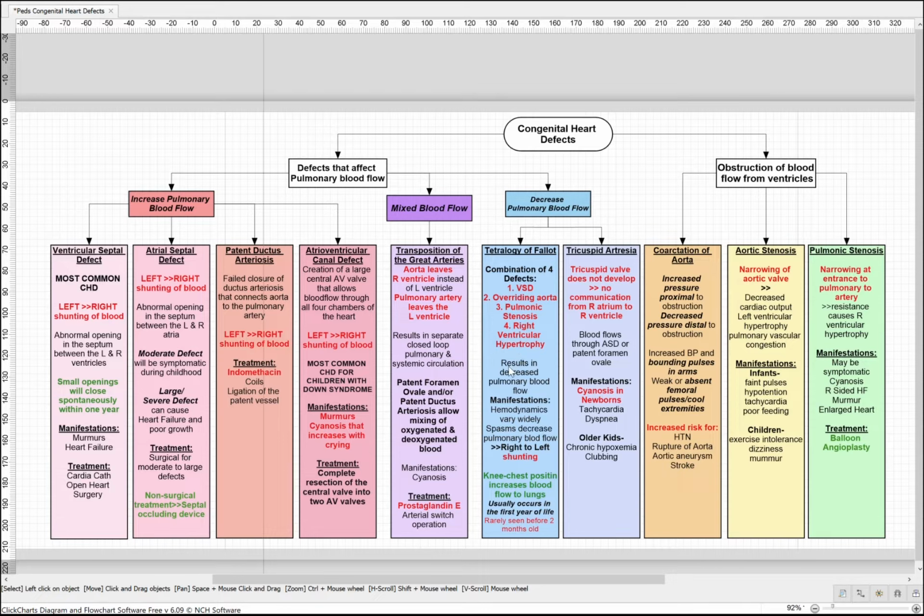And so the big thing that you want to keep in mind with this is that these kids are going to have what's called TET spells. And during those spells, one of the things that's really helpful is this knee to chest positioning. Oh, please forgive me, I misspelled position. But that knee to chest position is going to help them with increasing blood flow to the lungs, which is going to help with their oxygenation. So that's a really big one that you want to keep in mind.